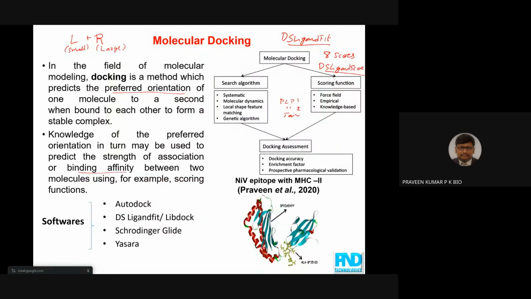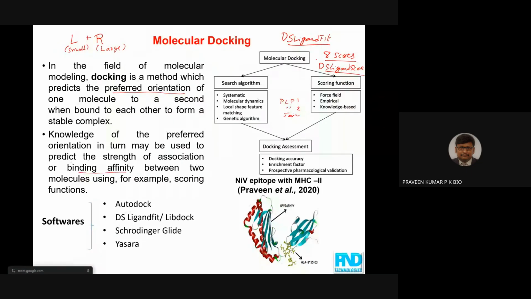DS LigandScore is another module which can evaluate the binding affinity, and it shows the result in the form of eight different scores. Each and every score is a combination of physicochemical parameters of the ligand as well as the ligand-receptor complex. For example, pKa of a ligand and molecular weight of a ligand are used to calculate score 1, and the pKa of a ligand and hydrophilicity of the ligand can be used to calculate score 2. Like this, a combination of physicochemical properties is used to calculate eight different scores.